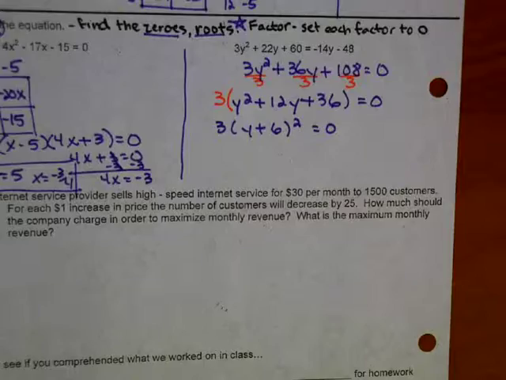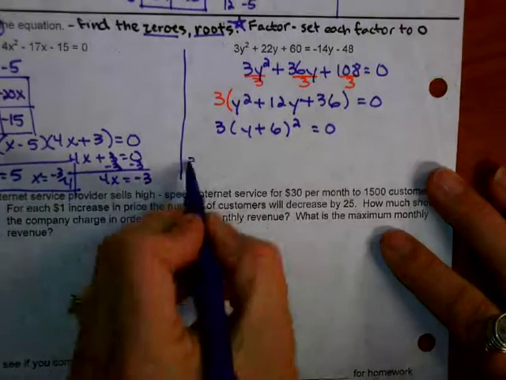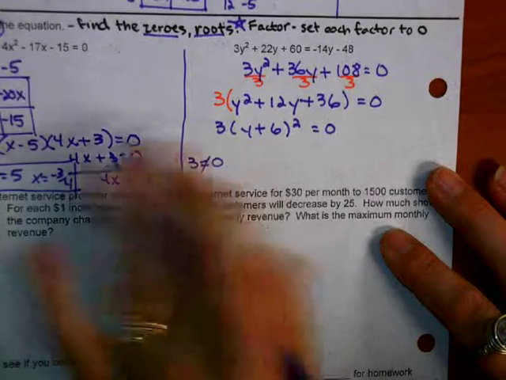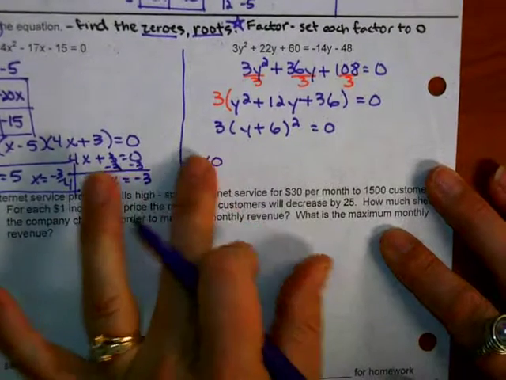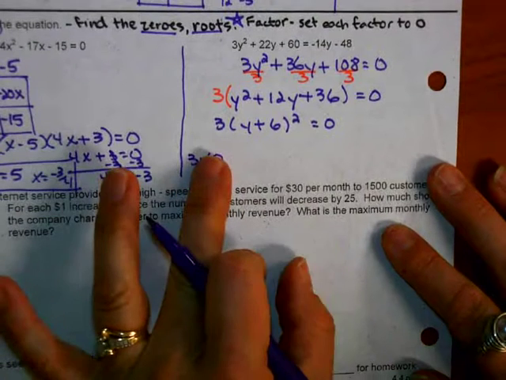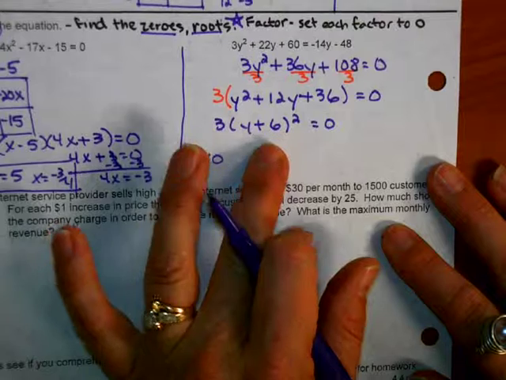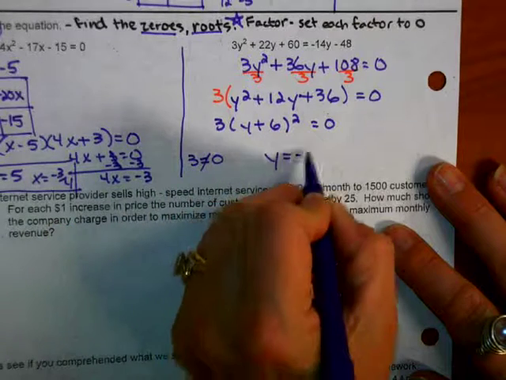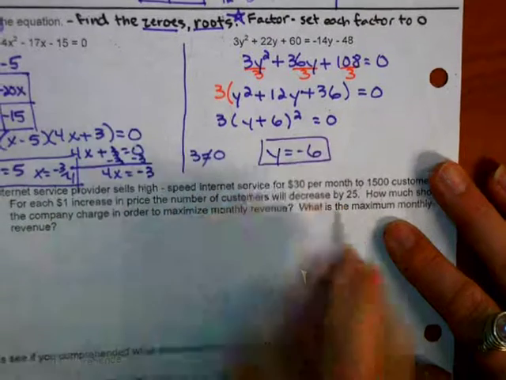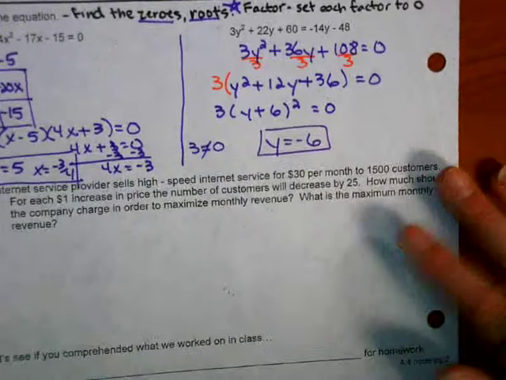Now I'm supposed to set each factor equal to 0, but really, this 3 is irrelevant, isn't it? It's still a factor, but it's not going to be part of my answer. But I have 2 of these, which will give me the same thing, right? So it's just y equals negative 6. Does that make sense?